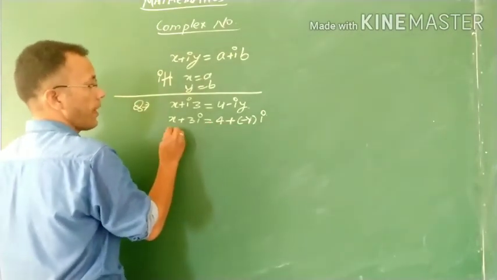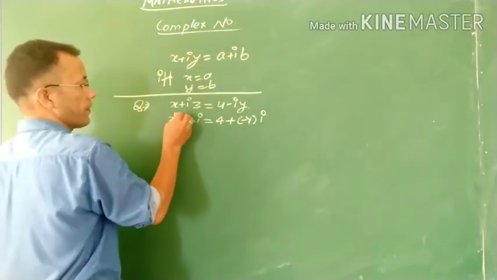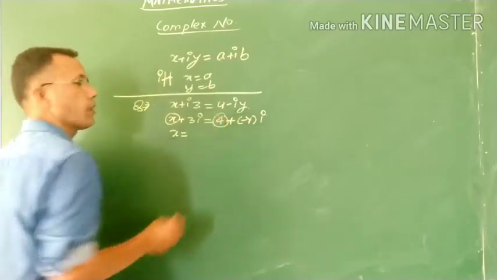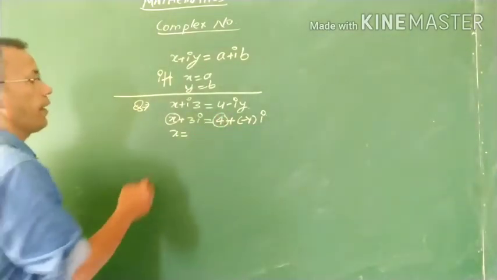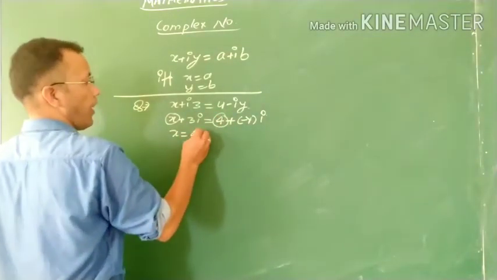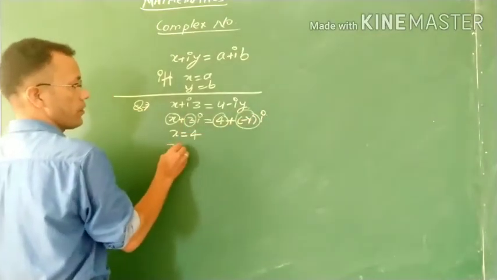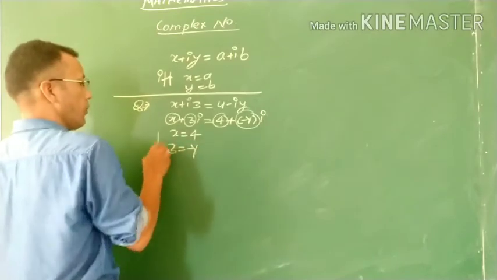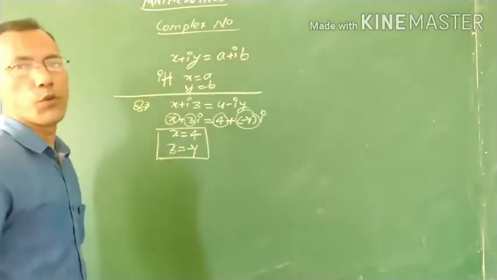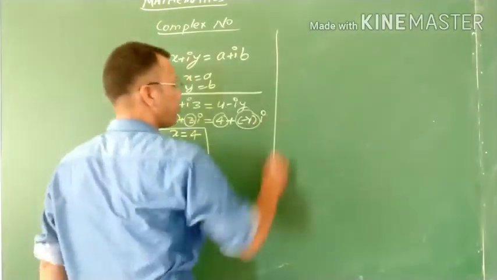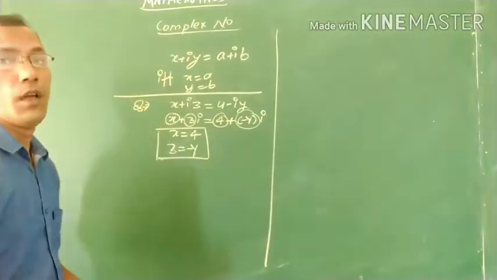See, the real part must be equal to the real part, that is x is equal to 4, and the imaginary part is equal to the imaginary part, that means 3 is equal to minus y. So that is the solution of the equations.